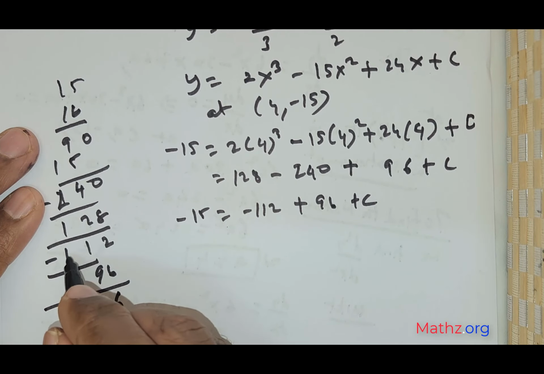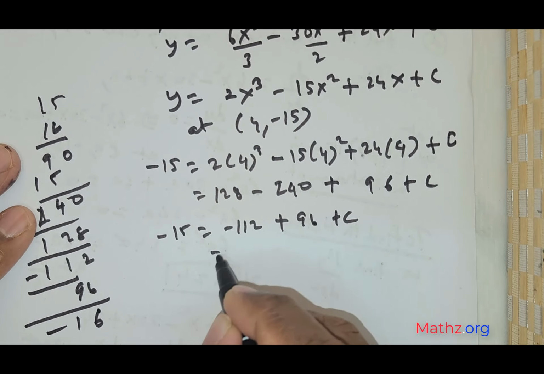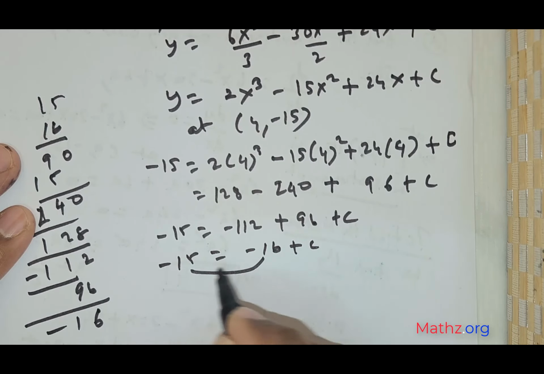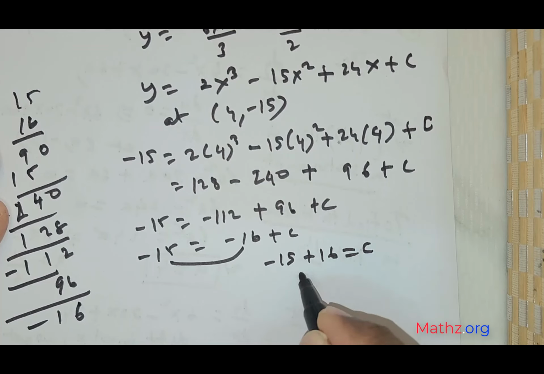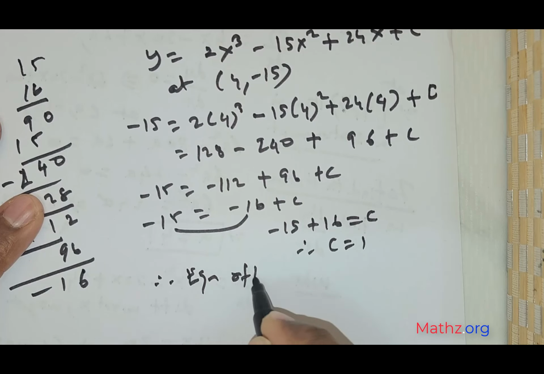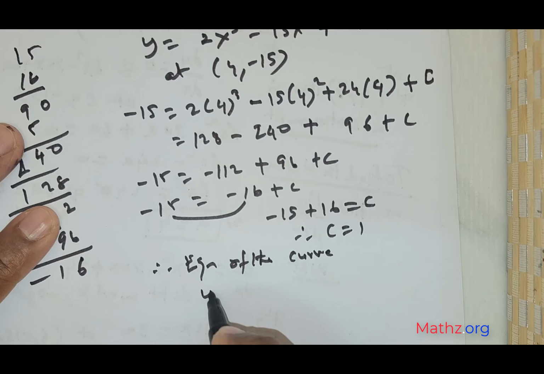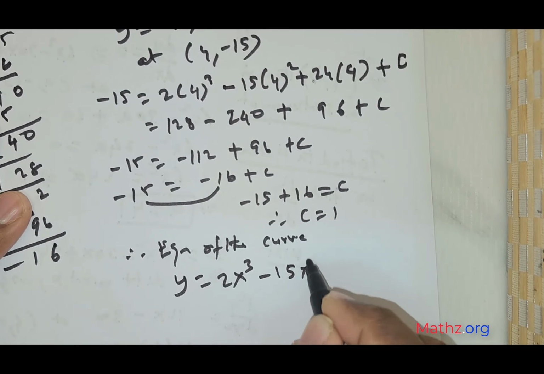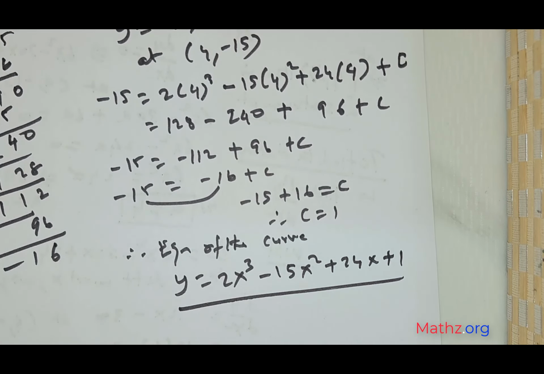You get 96 and 15, which gives 111, with a negative sign. So this is negative 111 positive c equal to negative 15. So if you push this across, you get negative 15 positive 111 is equal to c. Therefore c is equal to 1. So therefore the equation of the curve, what is the equation of the curve? That's going to be y is equal to 2x to the power of 3 negative 15x squared positive 24x positive 1. So that's the equation of the curve.